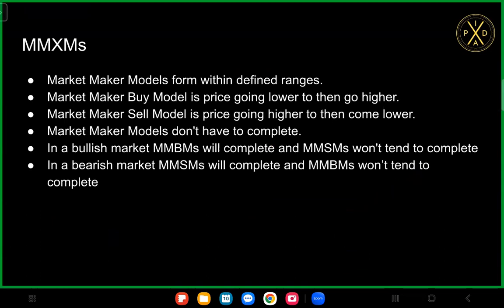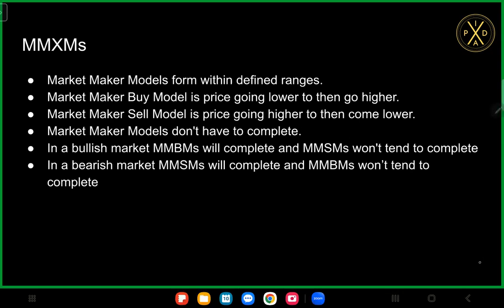Market maker buy model is nothing more than price going lower to then go higher. A market maker sell model is price going higher to then come lower. And a market maker model doesn't have to complete. In a bullish market, market maker buy models will complete and market maker sell models won't tend to complete. And in bearish markets, market maker sell models will complete and market maker buy models won't tend to complete. All right, so in the upcoming slides of this chapter, we're going to uncover what all of this really means.